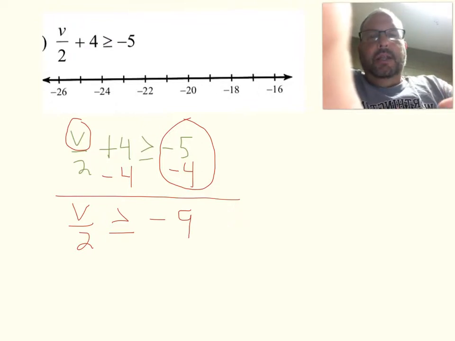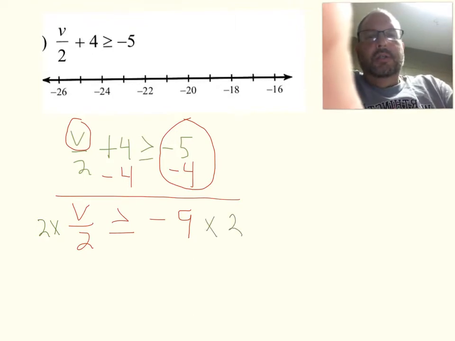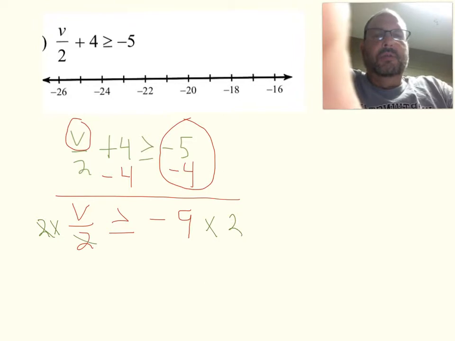All right. Last step then, we see v divided by 2. The opposite of dividing is multiplying. So I'm going to multiply this side by 2, and I also have to multiply this side by 2. The 2's will go away because 2 divided by 2 is 1. And I'm left with v is greater than or equal to -18.